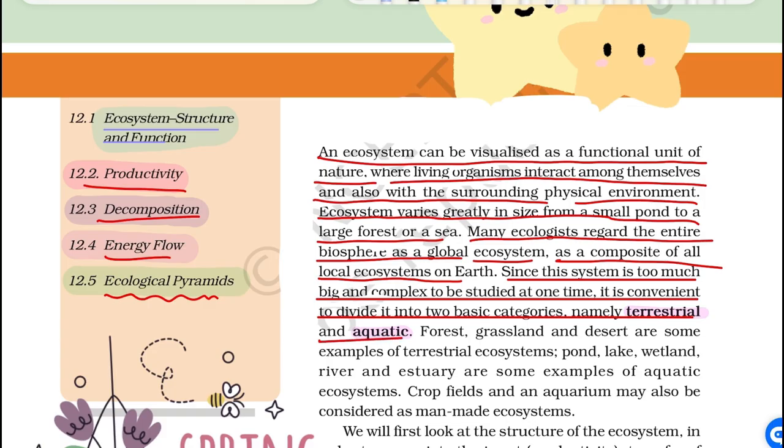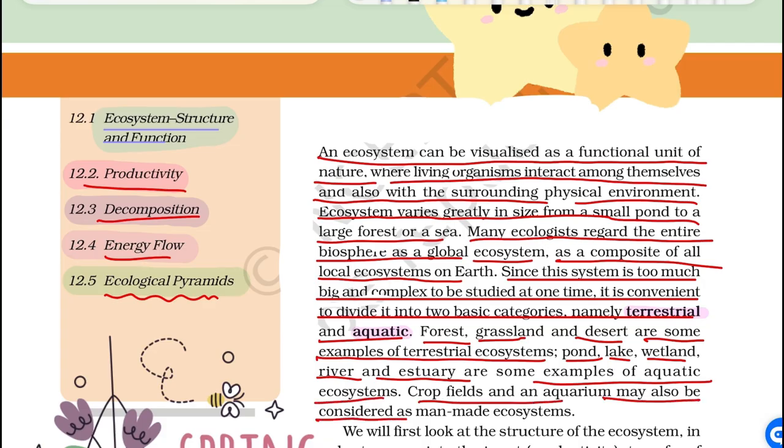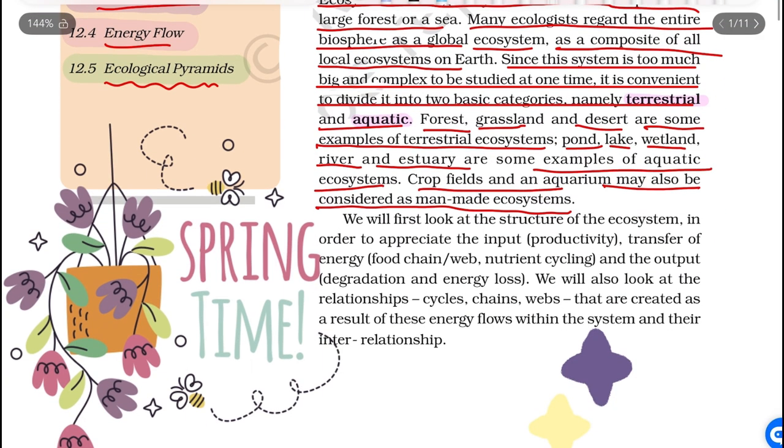terrestrial and aquatic. Forest, grassland and desert are some examples of terrestrial ecosystems. Pond, lake, wetland, river and estuary are some examples of aquatic ecosystems. Crop fields and an aquarium may also be considered man-made ecosystems.